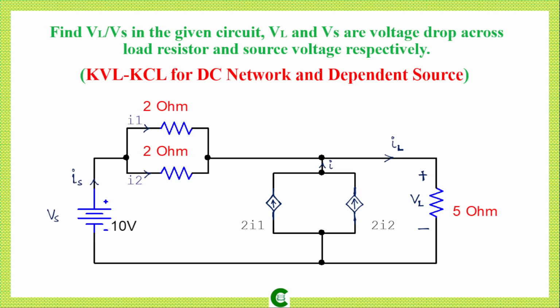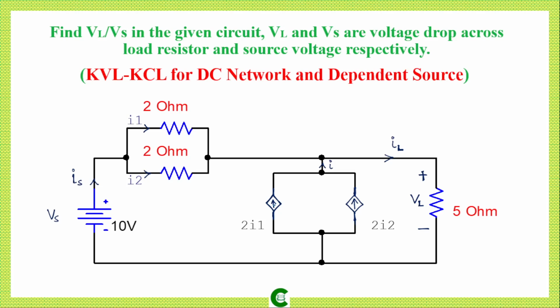In this class, we will quickly simplify this DC network having dependent sources by applying the concept of KVL and KCL, that means mesh analysis and node analysis. Now in this given circuit, we can see we have two dependent current sources. From this arrow, we can identify that this is a dependent current source.